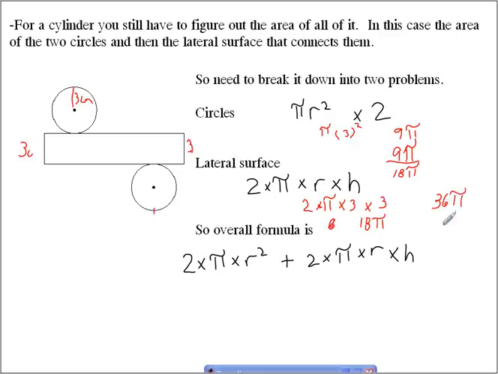I can multiply by 3.14 if I want. And that's going to be in centimeters squared, because remember, we're dealing with surface area. This portion of the formula is just this piece up here, and this portion of the formula is just this piece down here.